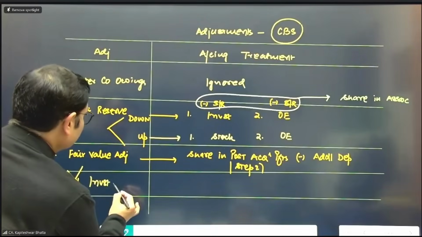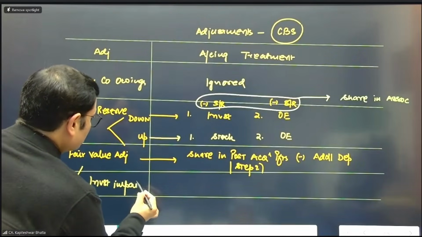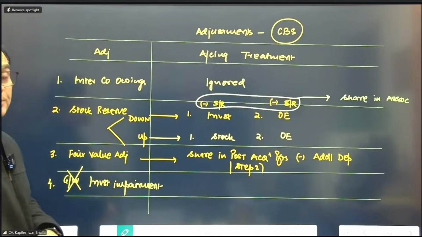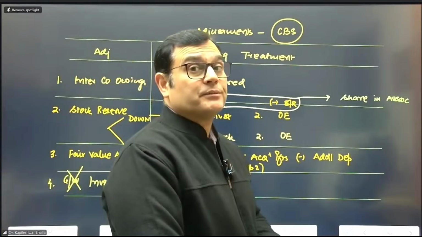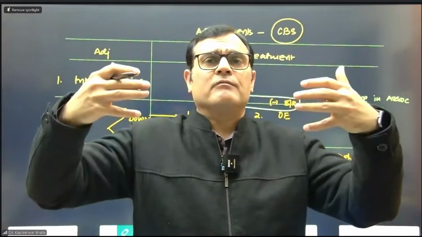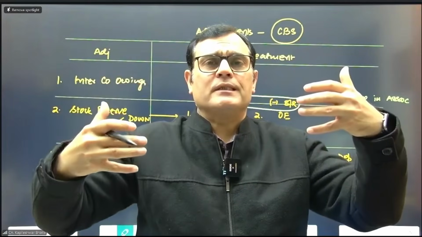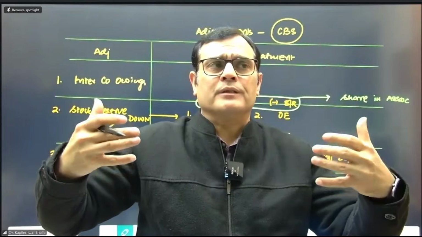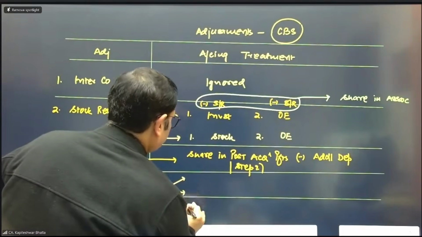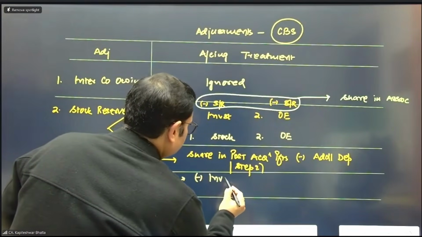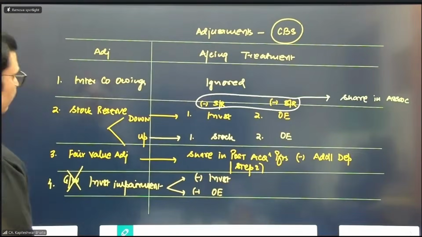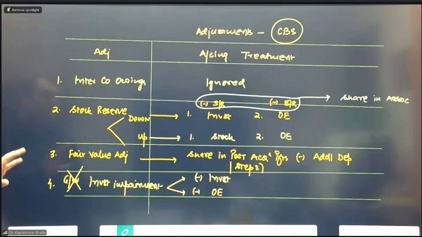There will be investment impairment, because goodwill, as we said, does not appear as a separate line item in the balance sheet. It's a part of the carrying value of the investment. So if the investment is getting impaired, you need to decrease the investment and correspondingly the other equity. Simple and straight. So in this particular case, this is going to be reduced from the investment and reduced from the other equity. So these are the four typical adjustments.